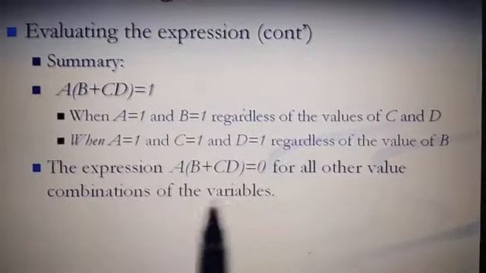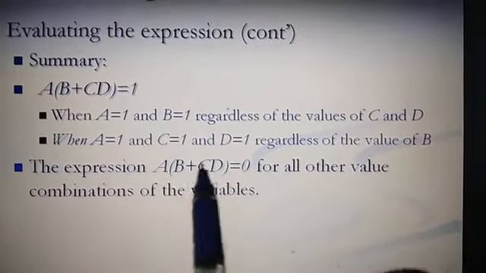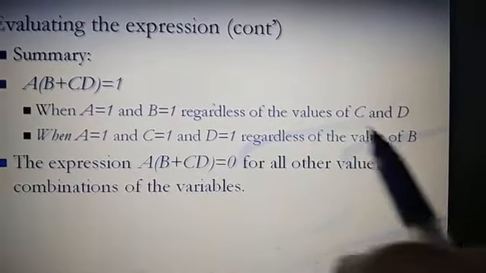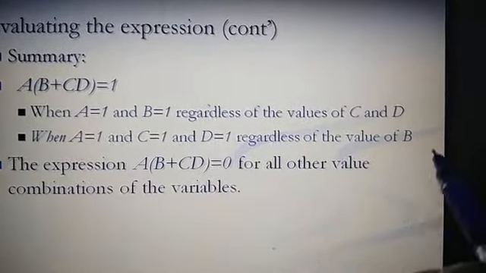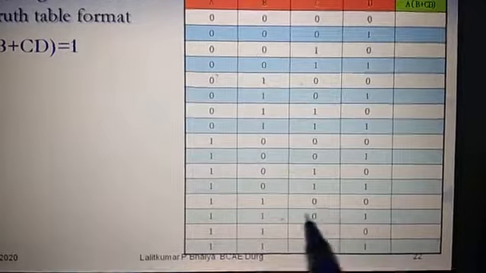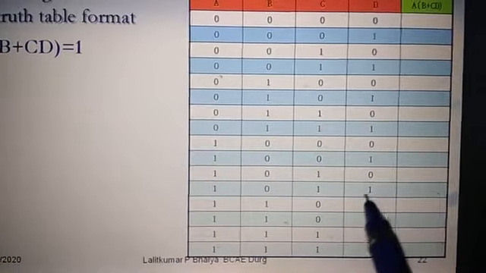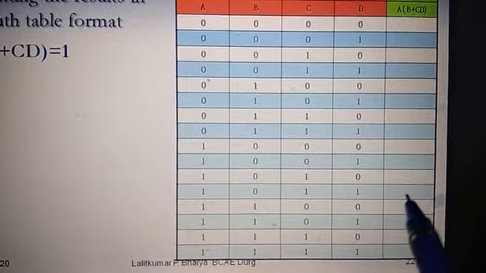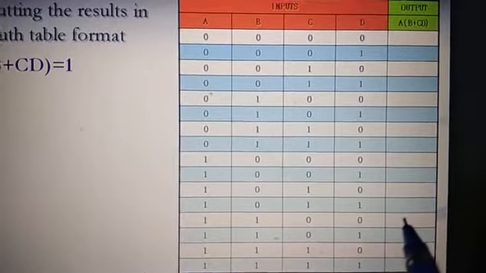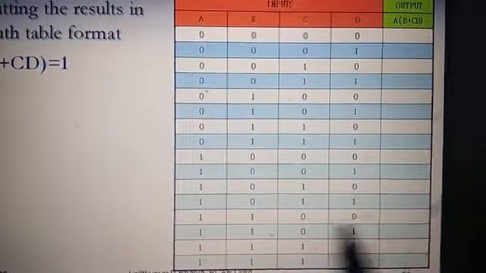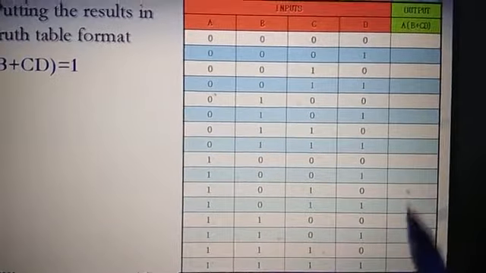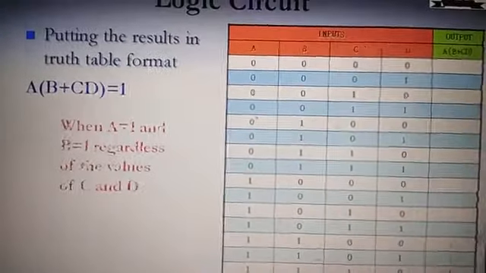And then when A is equal to 1, C is equal to 1 and D is equal to 1, regardless of the value of B, you don't bother about this one, and these 3 will be equal to 1. So this is 1, this is 1, this is 1. This will also be equal to 1, regardless of the value of B. Only this one combination is there. So the last 5 will be equal to 1.